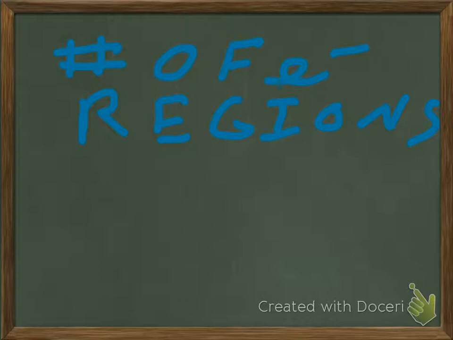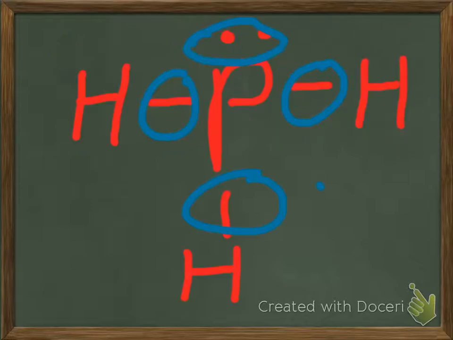Okay, so that's the first thing that I want to take a look at, the number of electron regions. That's kind of the first thing I look at. And if you're looking at me and thinking, well, what's an electron region? I don't understand that, Mr. Rogers. That's fine. Let's go back here. Electron regions are anywhere around the central atom where there is an electron.